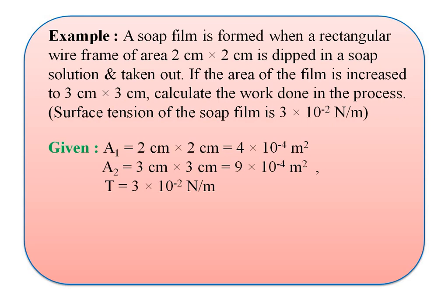Let's see the given data. The first area A1 is equal to 2 cm by 2 cm, that means 4 into 10 raised to minus 4 meter square. And the second area is 3 cm by 3 cm, that means 9 into 10 raised to minus 4 meter square. And surface tension having the value 3 into 10 raised to minus 2 Newton per meter. Here we have to find out once again the work done. We know that the formula is dW is equal to T times dA.